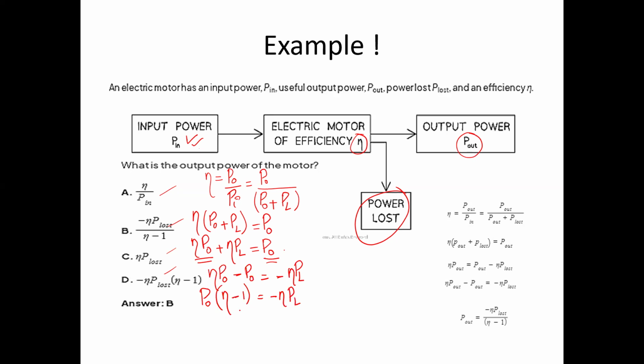So what will our output power be equal to? Output power will be equal to negative of efficiency into lost power, whole divided by efficiency minus 1. So watching this whole relation, what is our answer? Our answer will be B, negative of efficiency into lost power divided by eta minus 1. Okay children, is this fine? Yes, sir.